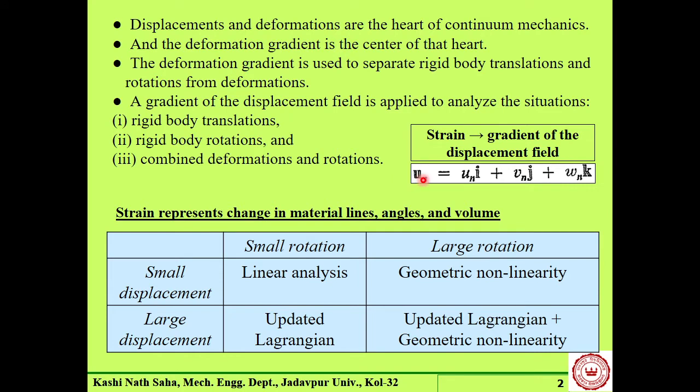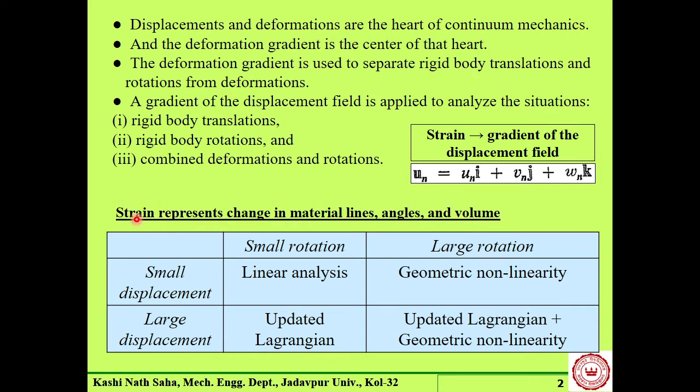Okay, that part is clear. Now this part we have discussed, and then you see there is another distinction here. That is given by this relation between strain and displacement. We will come to it after. Before that, you see strain represents change in line. This change means change in the measure of material lines, in the measure of material angles, and in the measure of material volumes. This is the thing.